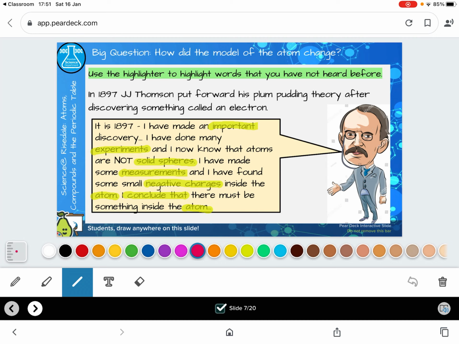So if you've ever rubbed a balloon up against your hair and it's made your hair stand on end, that's because it's transferred charges from the balloon to your hair or your hair to your balloon. And then that causes an effect. So basically he did some measurements and he found out that there was charges inside of the atoms. And he concluded, so your conclusion is what you say you found out after your experiment. He concluded there must be something inside the atom.